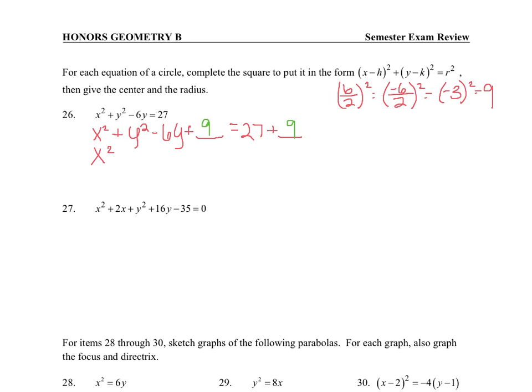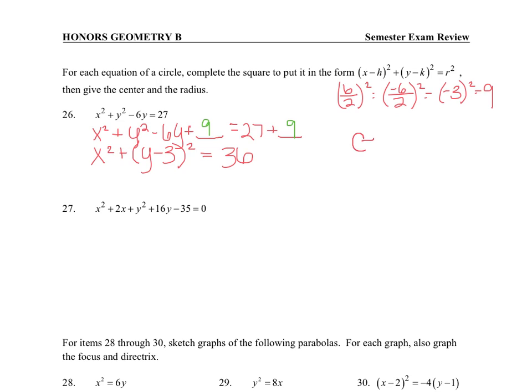When I do that, I can complete the square, which I've already done, but I can factor this. So I'm going to have y minus 3 squared, because what it factors into is always b divided by 2. And then 27 plus 9 is 36. And this is my equation of my circle. So I've put it in the form x minus h squared plus y minus k squared equals r squared.